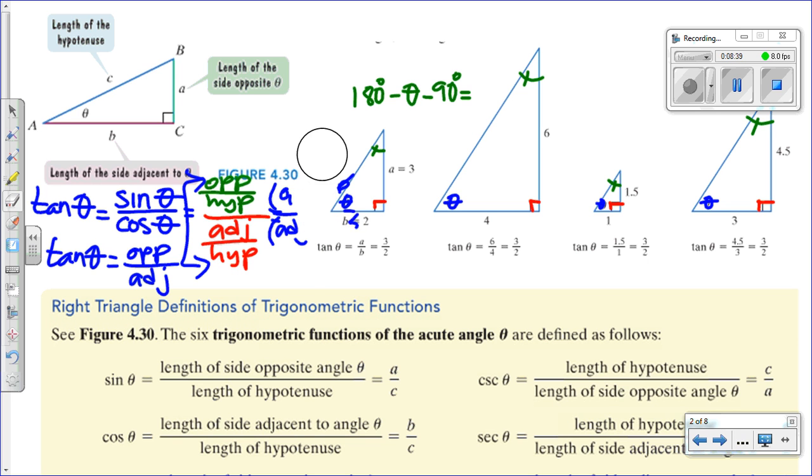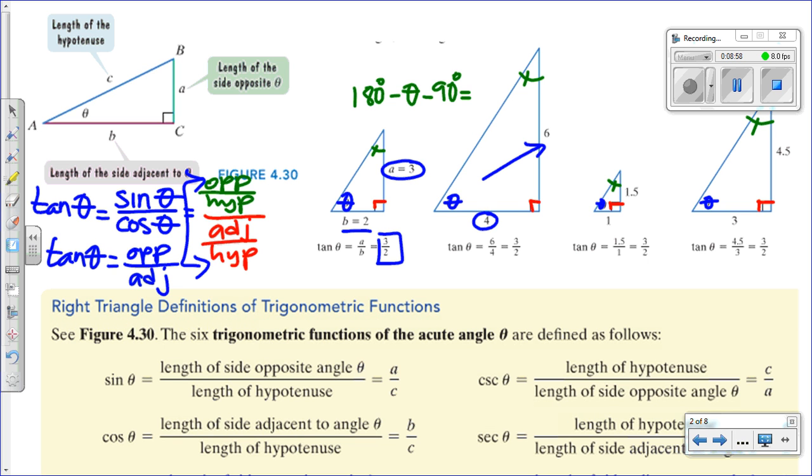Okay, so going back to these little triangles that we see here, we have here the tangent of angle theta, and so that will be opposite over adjacent. So it's always going to be A over B. In this case, we have 3 halves. In this case, opposite is 6, adjacent is 4. 6 fourths reduces to 3 halves. The next one, we have 1.5 divided by 1. Guess what? That is also 3 halves. The next one, we have 4.5 divided by 3, and guess what? That is also 3 halves. So it doesn't matter how big or small your triangle is. If they are similar, they're going to have the same ratio, okay? So that is why the unit circle is like a starting point, and then you can expand from there.